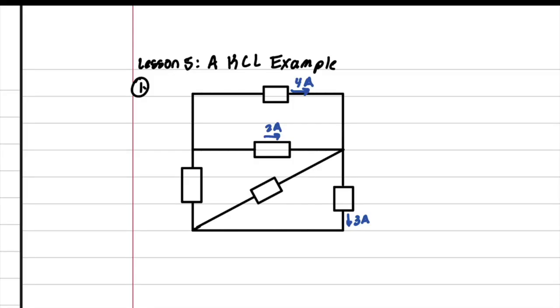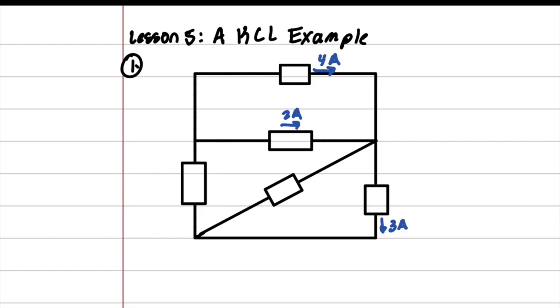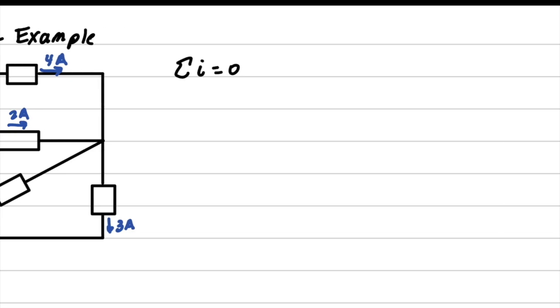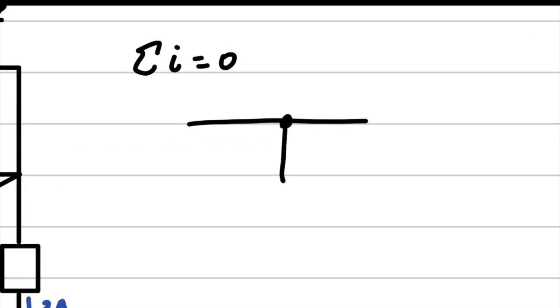Hey everyone, we're back again with another lesson, and this time we are going to do a KCL example. If you remember from last time, KCL says the sum of the currents into or out of a node equals 0, and we have a specific convention that we want. Our currents will be thought of as going out. So I1, I2, and I3.